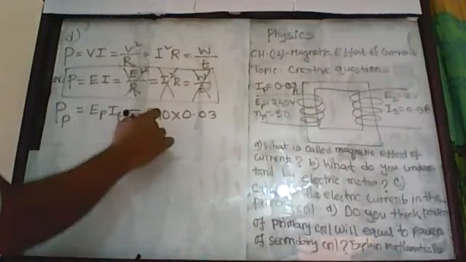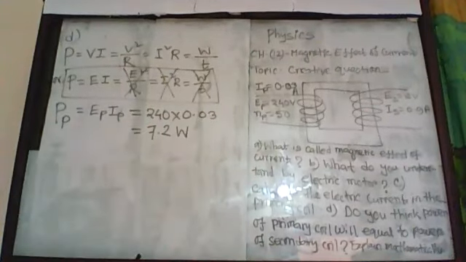Now by multiplying these two terms, you can say that the total power of the primary coil will equal 7.2 watt. So 7.2 watt is the total power in the primary coil.